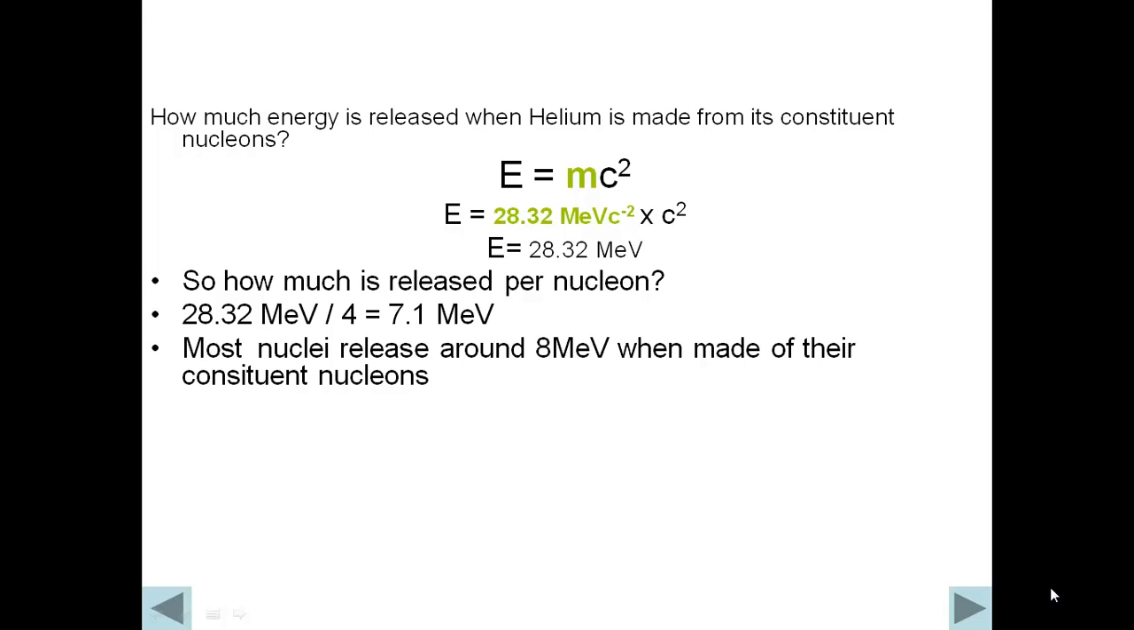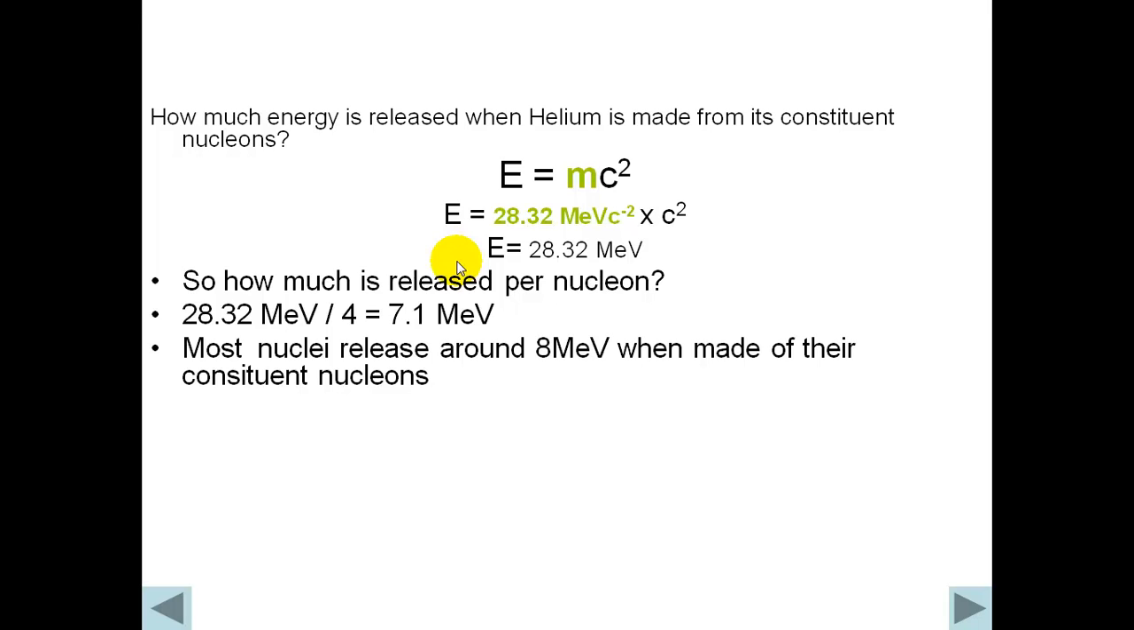Okay, to recap on the last lesson, we know that energy is released when there's a mass defect, and this mass defect times c squared is equal to the energy released. In the case of helium, due to the mass defect, we know it's 28.32 MeV per c squared, and it ends up being 28.32 MeV. This is energy released when a helium nucleus is made from its constituent nucleons.